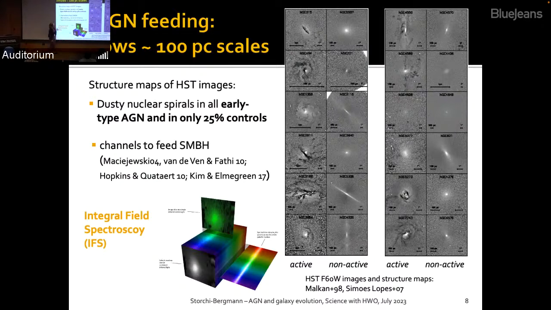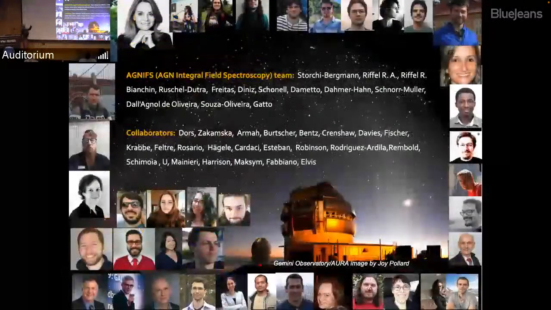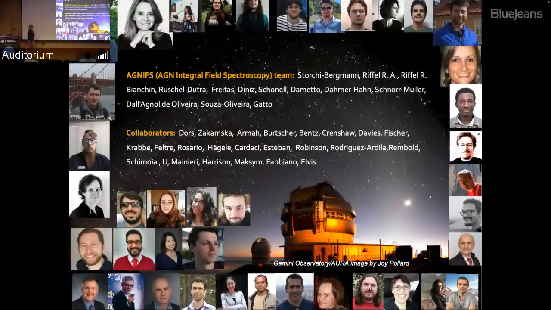Models also support this, but to look for whether this is tracing the feeding of the supermassive black hole in AGN, we need integral field spectroscopy, and this is what we have done with a group of students and collaborators in our group called AGNIFS, AGN Integral Field Spectroscopy.